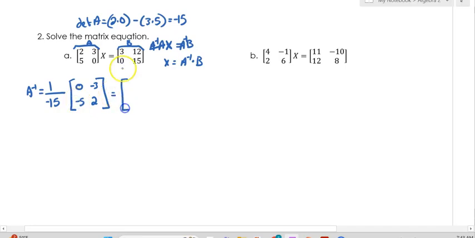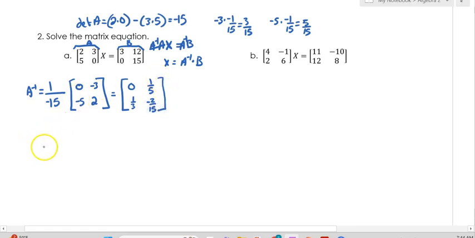All right, so that is going to be 0 times negative 1 over 15 is just 0. And if we do negative 3 times negative 1 over 15, you get 3 over 15, which is 1/5. And if I do negative 5 times negative 1 over 15, I get 5 over 15, which is 1/3. And then I get negative 2 over 15. All right, so that looks like a mess, but that's the inverse of matrix A. So we're going to take that, and we're going to multiply it times matrix B.